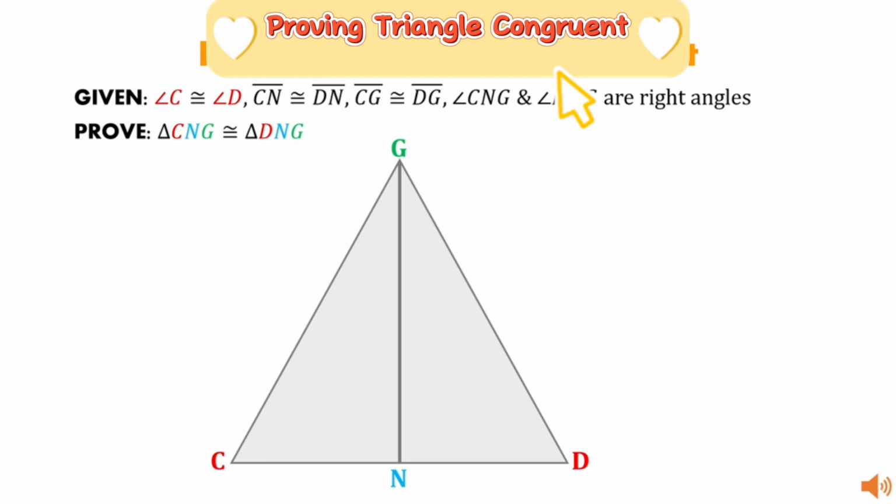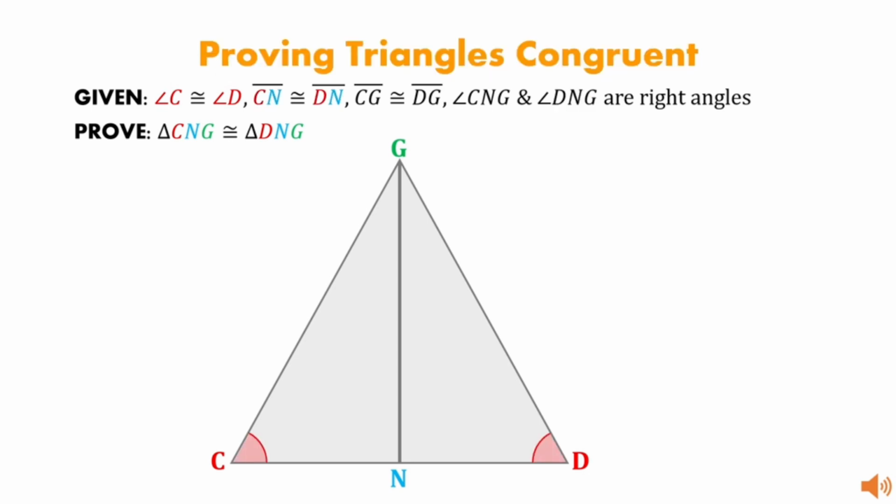Now look at the given information. We are given that angle C is congruent to angle D. We are also given that segment CN is congruent to segment DN, and that segment CG is congruent to segment DG. Lastly, we are given that angle CNG and angle DNG are right angles.